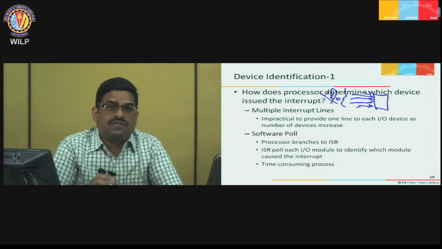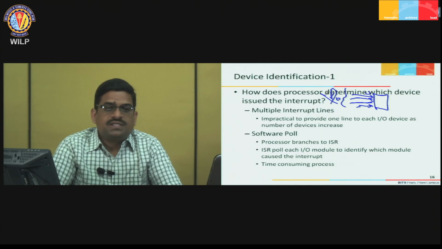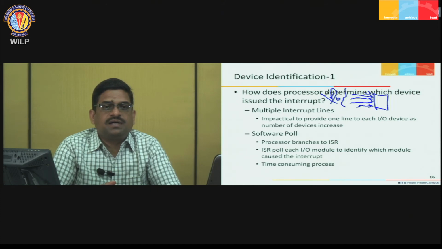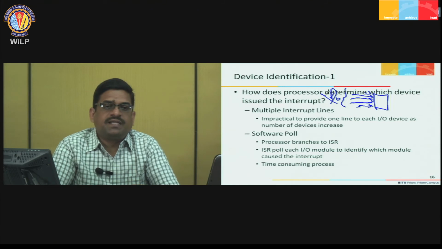The second solution is software polling. Once the interrupt line is enabled, say one interrupt line is there, the processor checks after the completion of the current instruction execution. If the interrupt is enabled, it will branch to a program called the interrupt service routine, ISR.